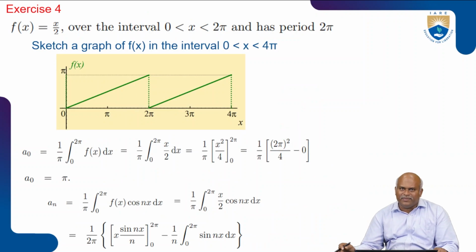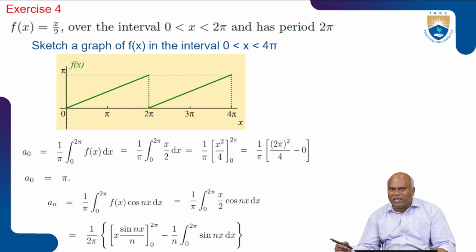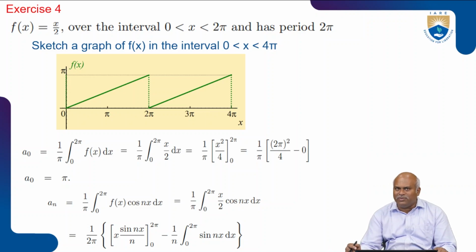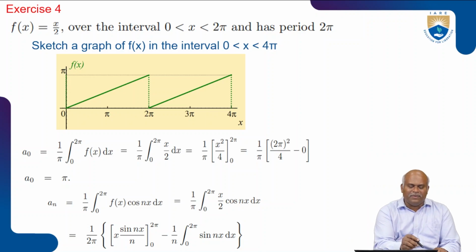Next, another case. I take f of x equal to x by 2. The interval goes from 0 to 2 pi, with a period of 2 pi. First, we must draw the graphical representation of the signal f of x equal to x by 2.